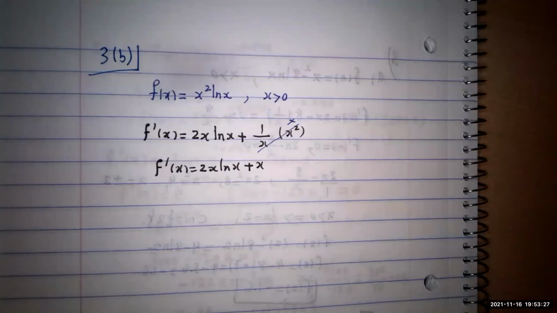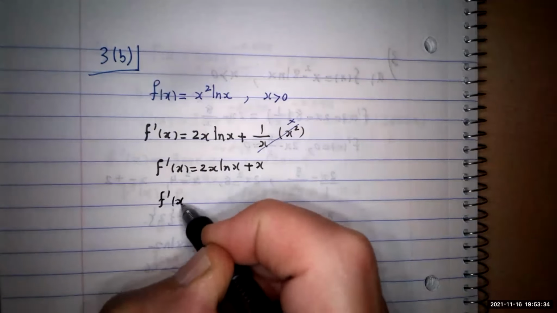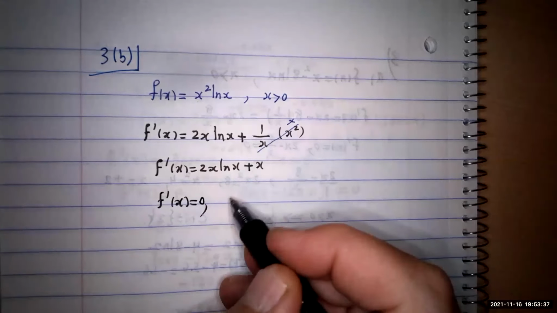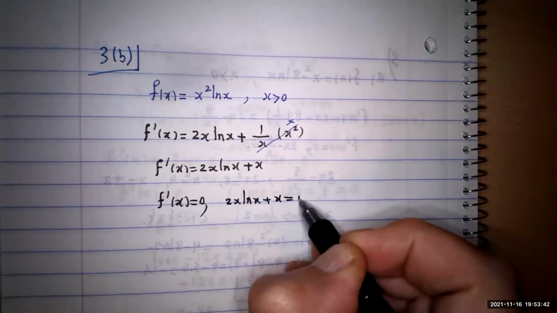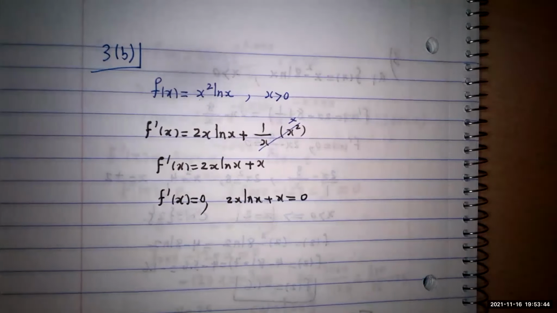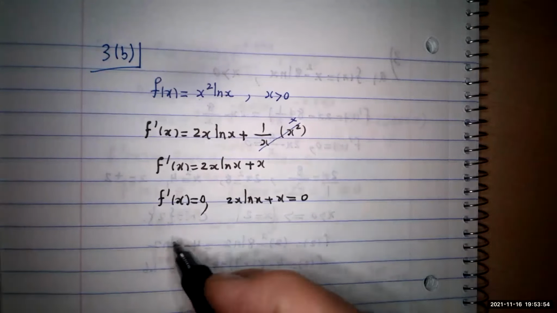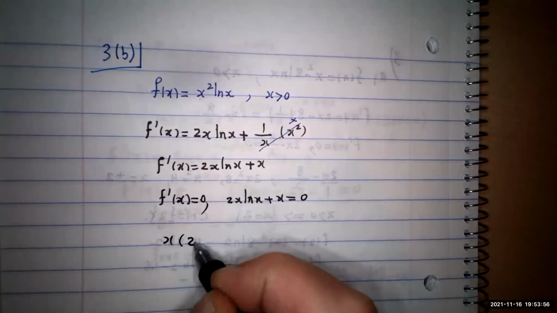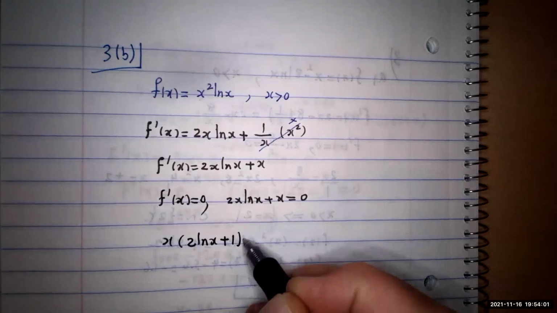Now you have to let it equal 0 to get your possible critical number. So f prime of x equals 0. Then you have to solve this equation: 2x ln x plus x equals 0. To solve this equation, first we use factoring. We factor out the x, and that gives you 2 ln x plus 1 equal to 0.